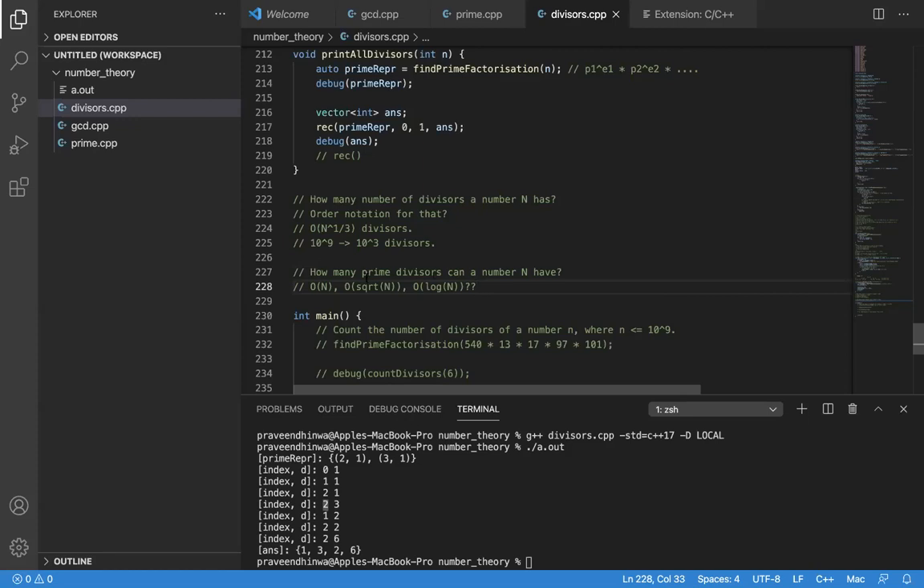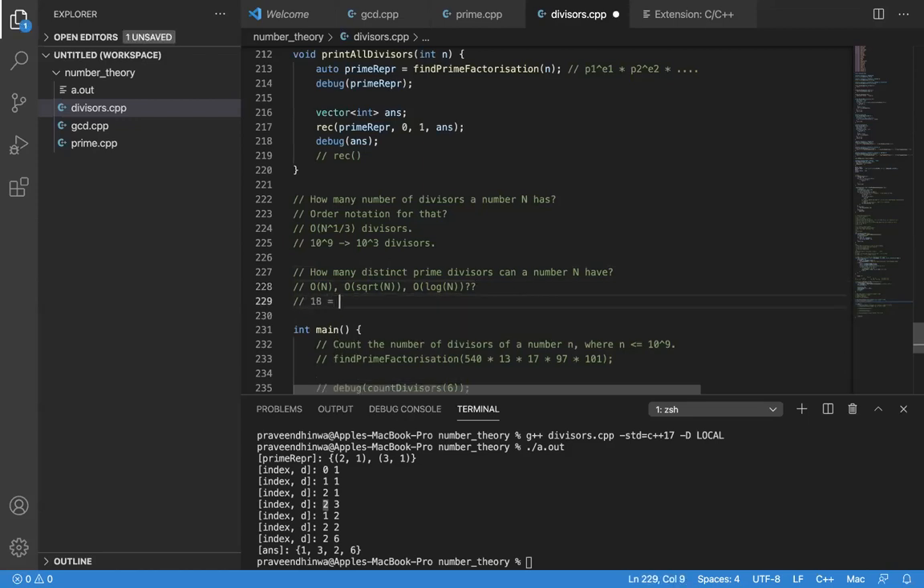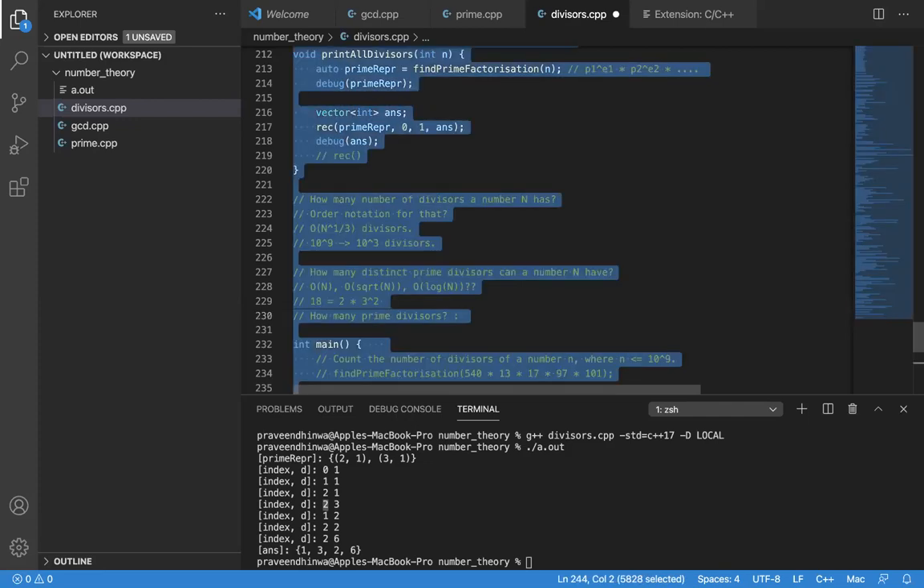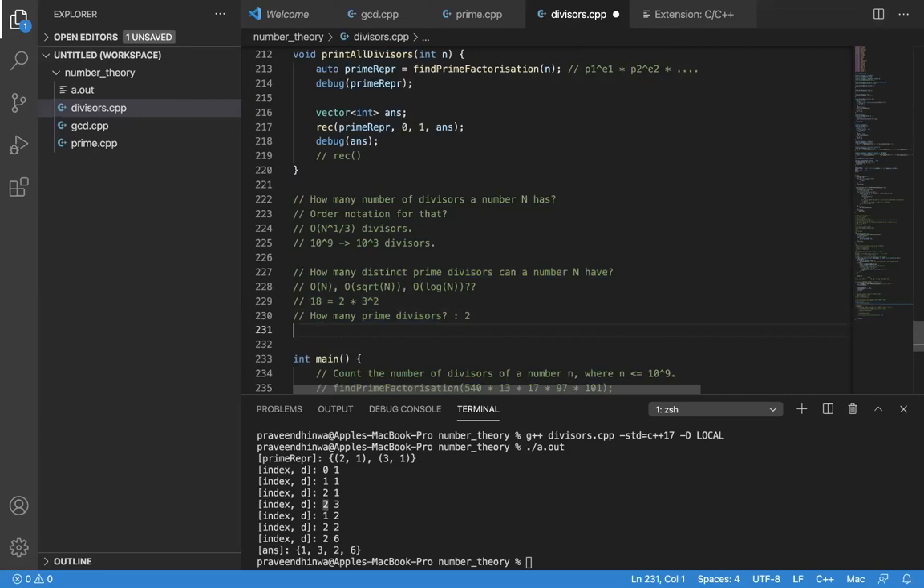So how many distinct prime divisors? Let's say distinct. If a number, let's say 2, appears maybe twice. For number 18, you could say 2 into 3 square. How many prime divisors does this number have? For 18? 2. How many divisors? Can you get the answer? How many divisors?